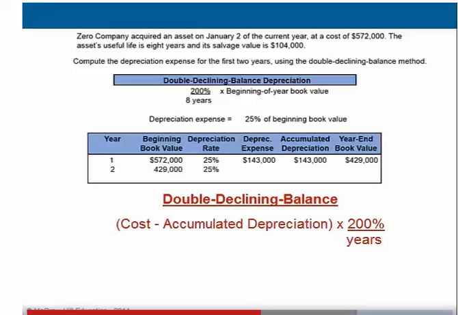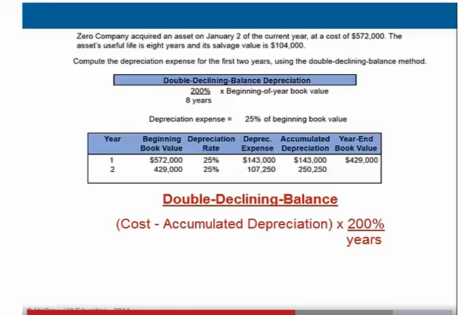$429,000 multiplied by 25% is depreciation expense in the second year of $107,250. The balance in accumulated depreciation at the end of year 2 is $250,250, $143,000 plus $107,250.